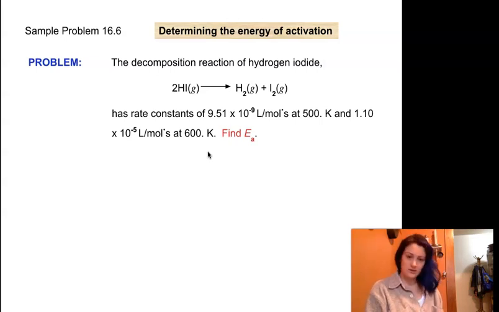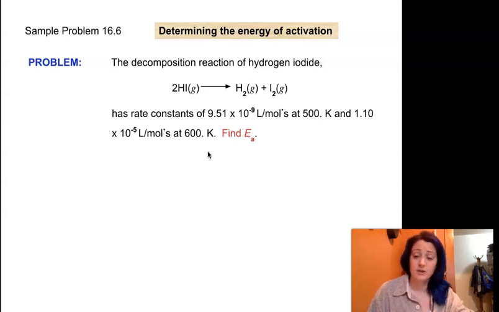Alrighty, so let's read this one. Determining the energy of activation. The decomposition reaction of hydrogen iodide has rate constants of 9.51 times 10 to the negative 9th at 500 Kelvin and 1.1 times 10 to the negative 5th at 600 Kelvin. Find EA. All right, because they're giving you 2 data points, we know that we're going to be using that second equation with the 2 sets of variables. Also, something to note: this equation is provided on the AP reference table. You don't need to memorize this.